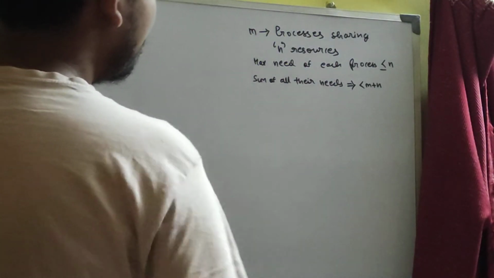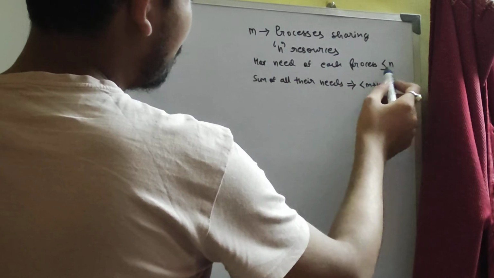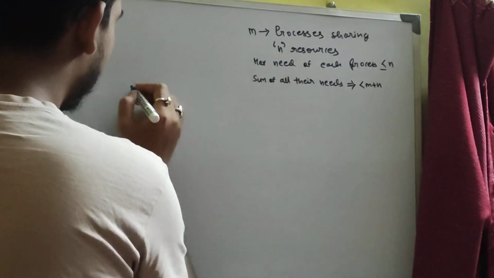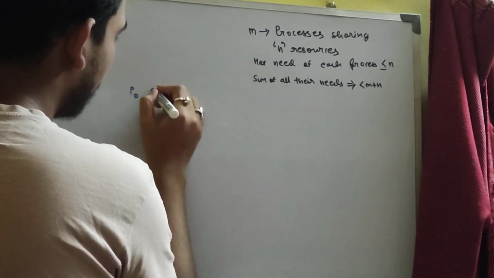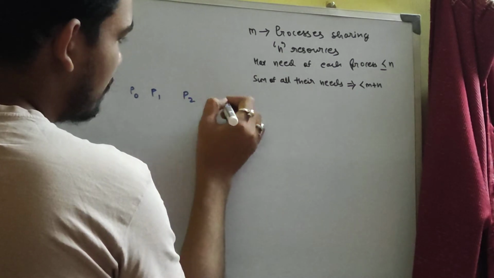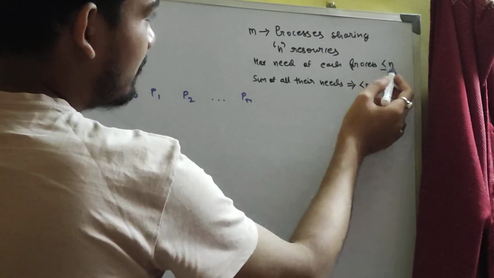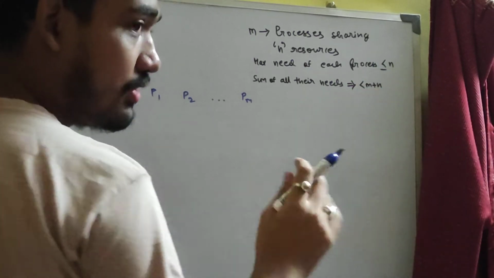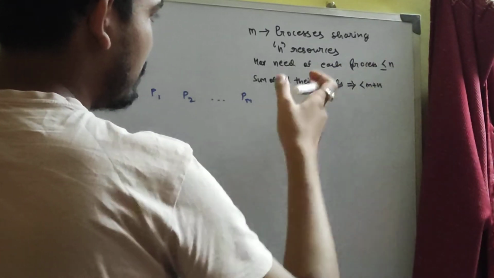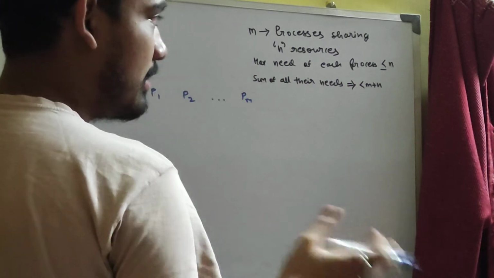So here we are given m processes, and each process has a maximum need which is less than n. So we first draw the m processes starting from P0. It will be up to Pm, and now each process has a maximum need of n. So we don't know what is the value of n, and it can be equal to n, it can be less than n.